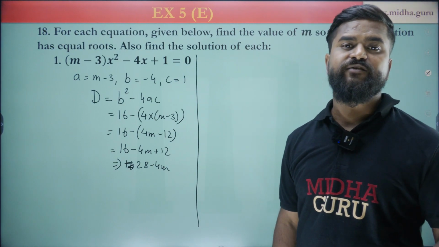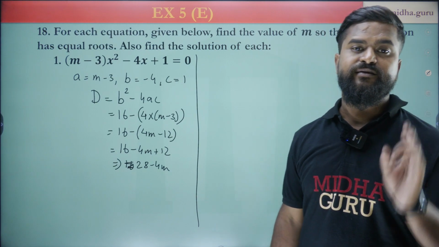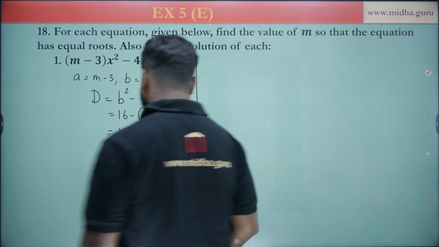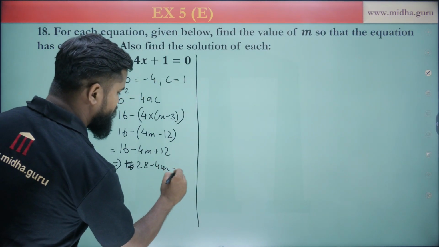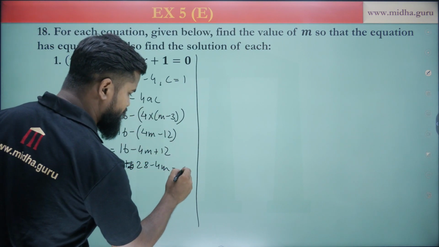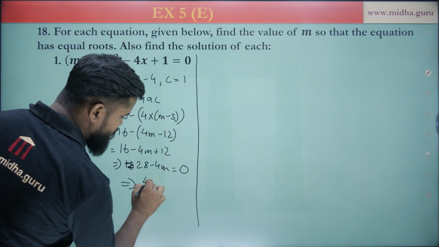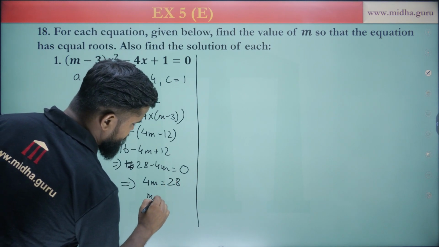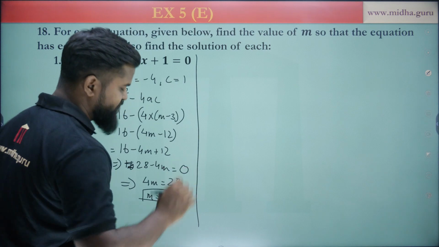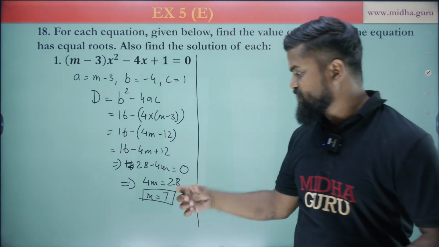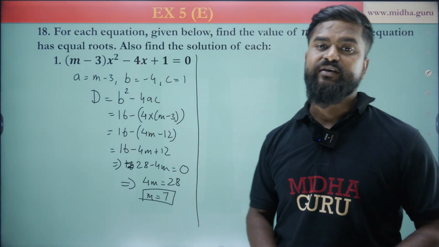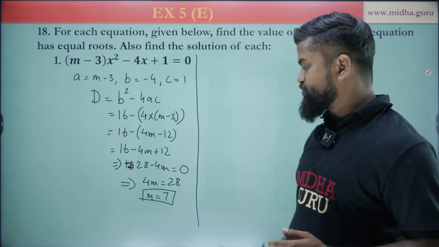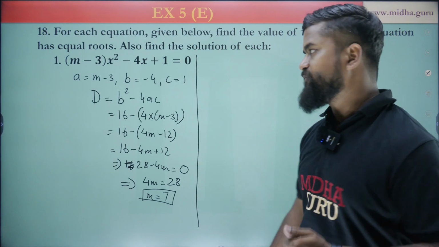Now according to the question, it says that the equation has equal roots. And we remember the condition for an equation to have equal roots is that the discriminant must be equal to 0. So we say that 28 minus 4m, which we calculated was the discriminant, is equal to 0. Which means 4m is equal to 28. Which means that m is equal to 7. So if the value of m is 7, only then will this equation have equal roots. So now we have to find the solution of this equation.